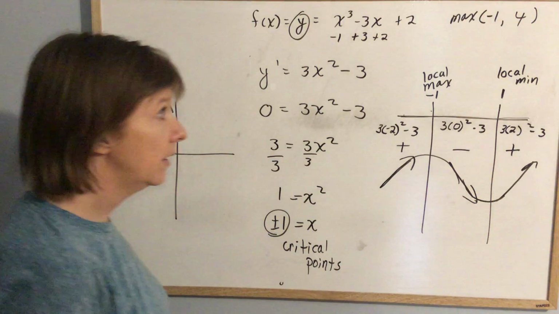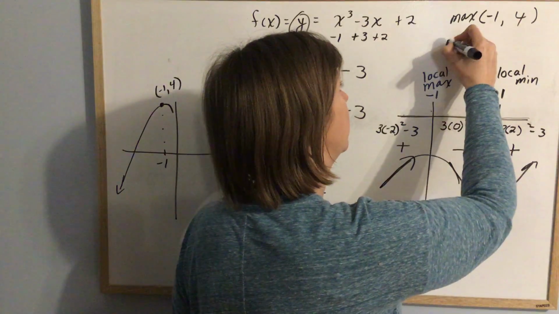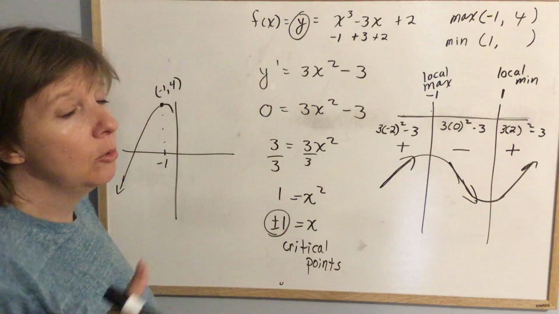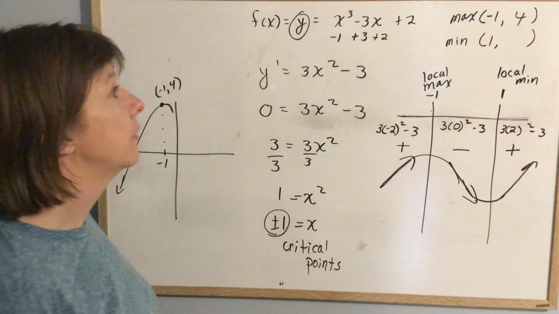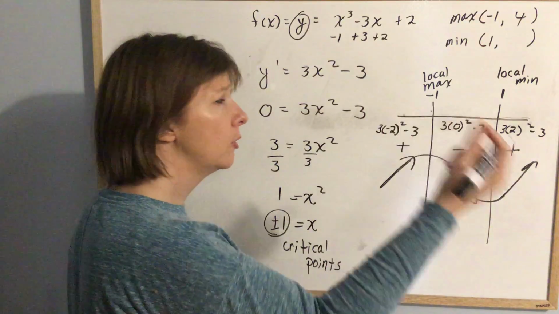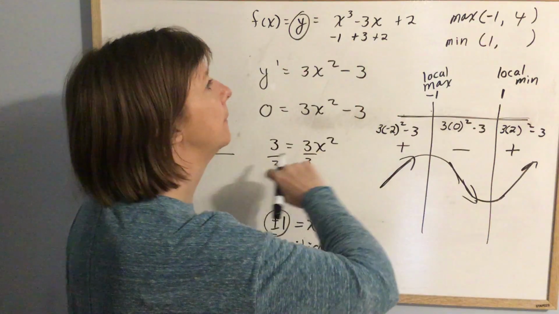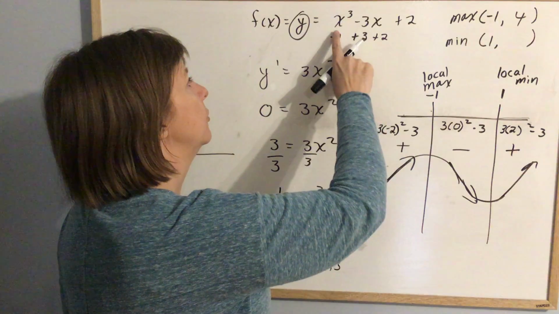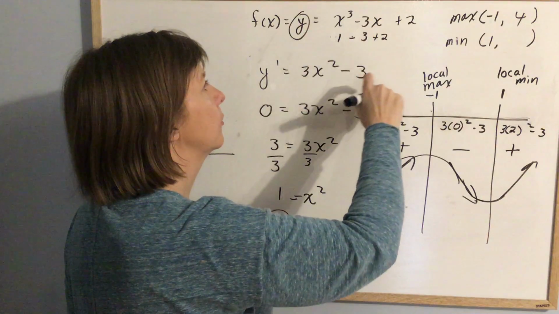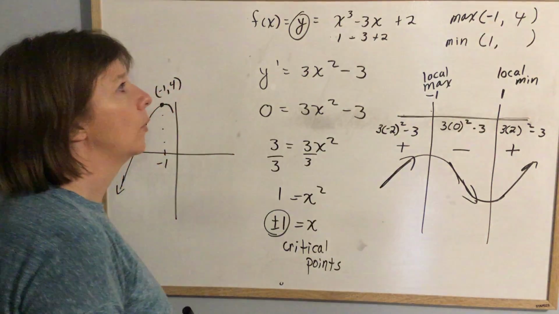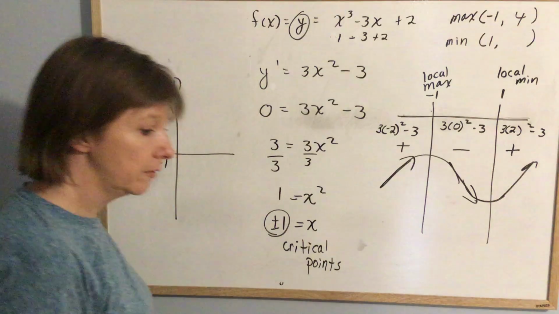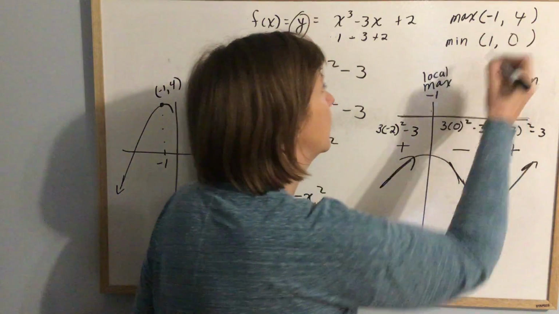Okay. Now I have a local minimum at 1. But what is that minimum value? How low does it go? So again, I want a y value. So I don't go back to the y prime formula. I don't go back to the derivative formula. I go back up here. So 1 cubed is 1. -3 times 1 is -3 plus 2. So 1 take away 3 is -2 plus 2 is 0.